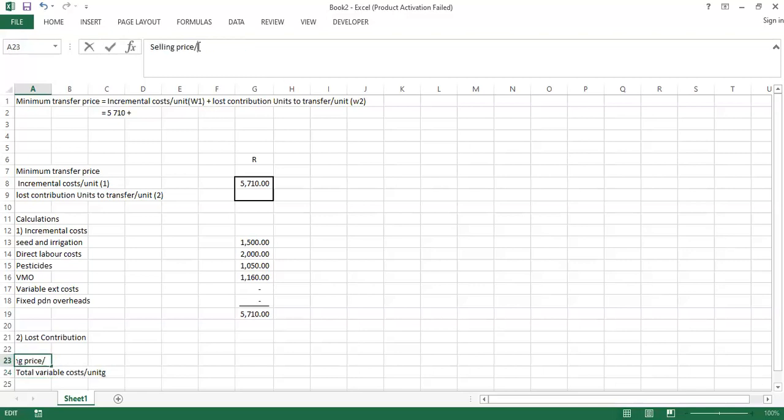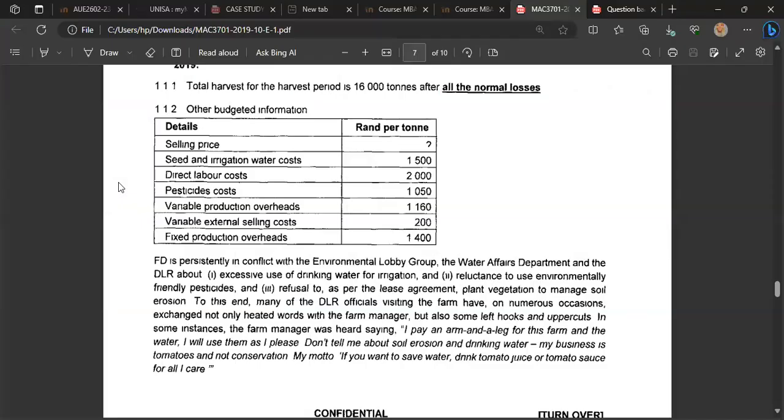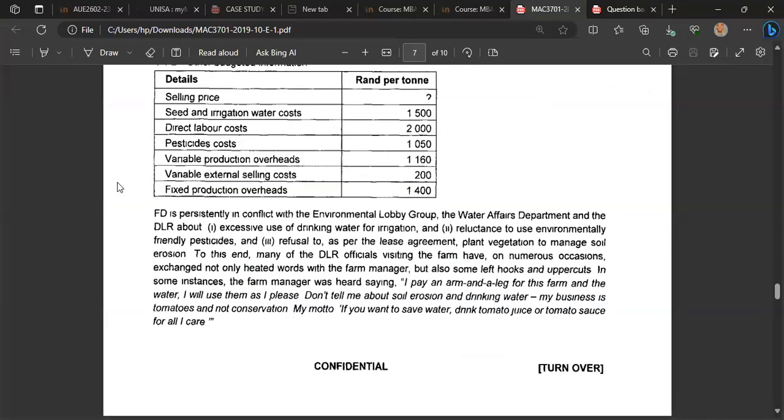Selling price per unit. There's something that Steve read to us here, which is going to be very important when we are doing this. Two things that we need there, because we are calculating lost contribution. First of all, we must first find the contribution per unit, and then we can find the lost units, which are the sacrificed units. Those are the two things that we need to find.